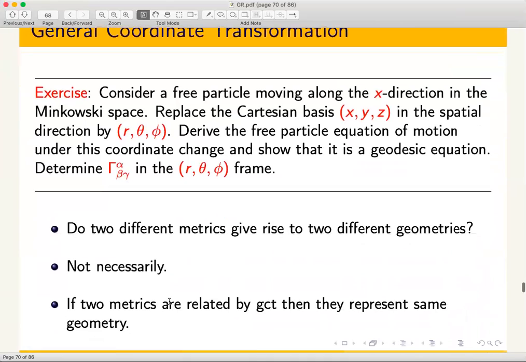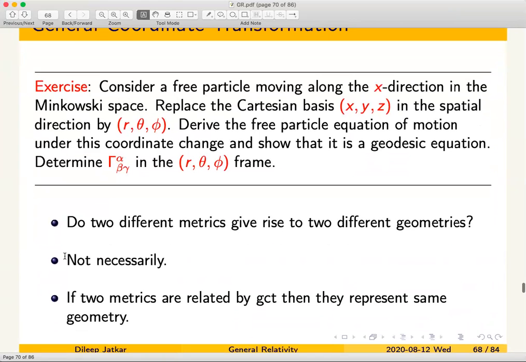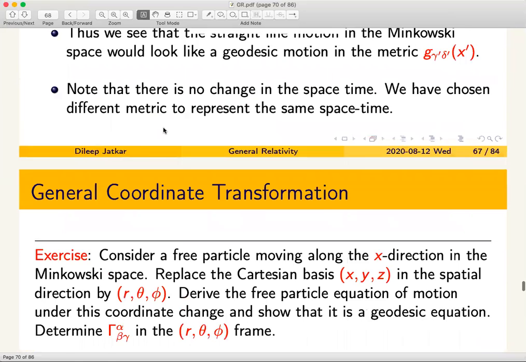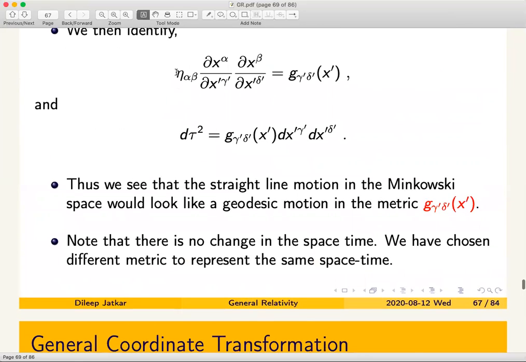So we could ask a question: do two different metrics give rise to two different geometries? For example, here we already have two different coordinate systems, x, y, z, and r theta phi. Or if you go back, there is a metric defined by eta alpha beta, and then there is a metric defined by g alpha beta, and they are related to each other by some complicated coordinate transformation.